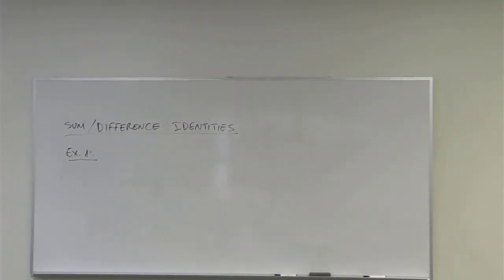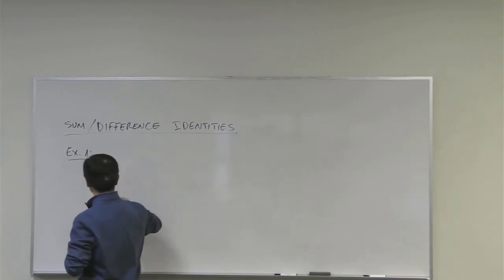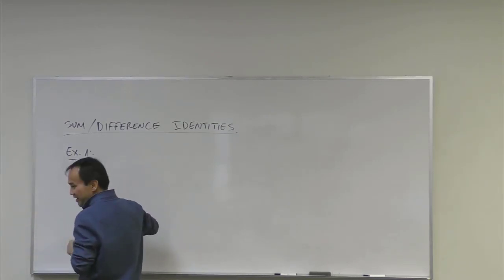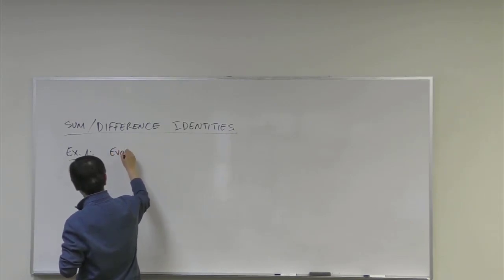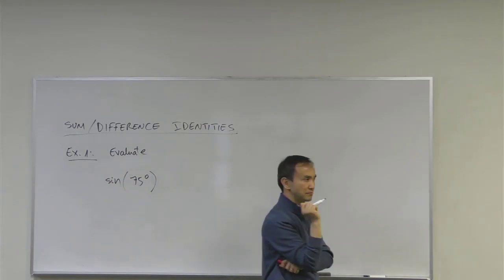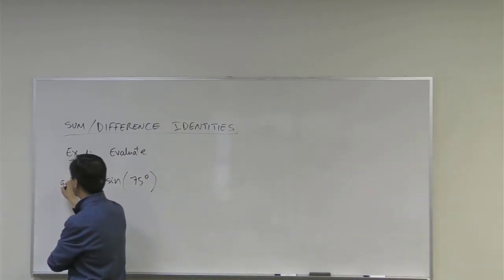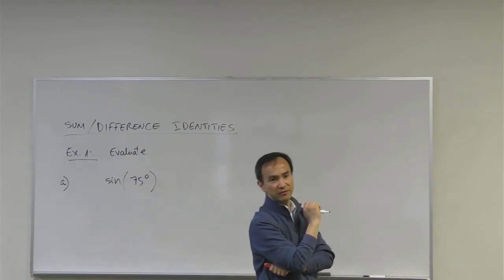Okay, so for this example one, let me show you how useful the sine of a sum or cosine of a sum, those sum or difference identities, can be for us here. Let's evaluate. So let's call it part A. Right now it's sine of 75 degrees.